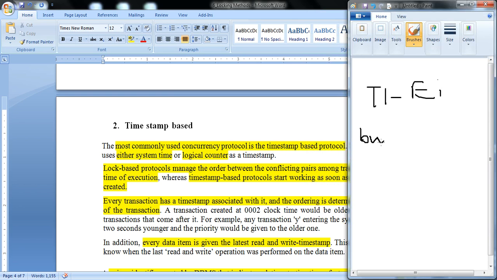But under the timestamp based, whenever a particular transaction is started, the timestamp based protocol works on that transaction with a particular timestamp. That is the basic difference.